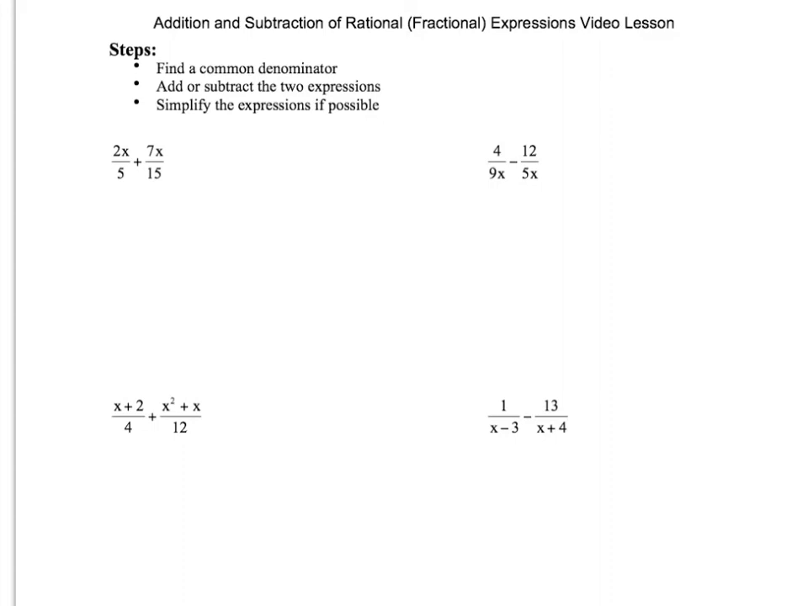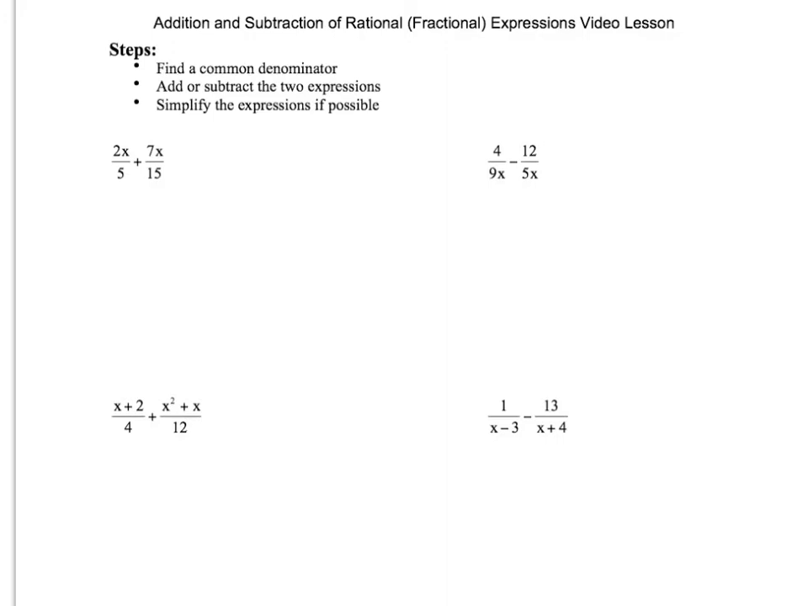Today we are going to add and subtract rational expressions. Rational is another nice way to say fractions. When we add or subtract fractions, you need to first get a common denominator. Once you find a common denominator, you add or subtract the expressions, and then you simplify as your last step.